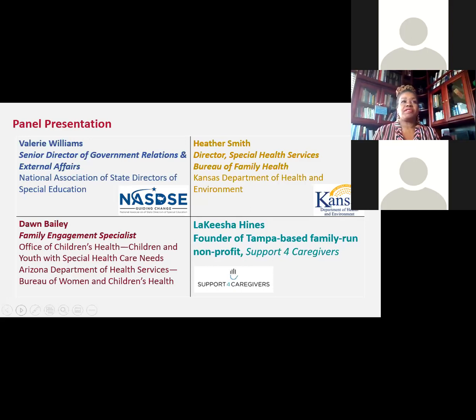NASD, the State Directors of Special Education, we are a membership organization. In every state and territory, there is someone in charge of IDEA implementation in special education, and they are our members. We have a ton of notes. We have a multitude of concerns in relation to COVID and what's going on with our students, but particularly in relation to those with the most significant disabilities and those with underlying health concerns.